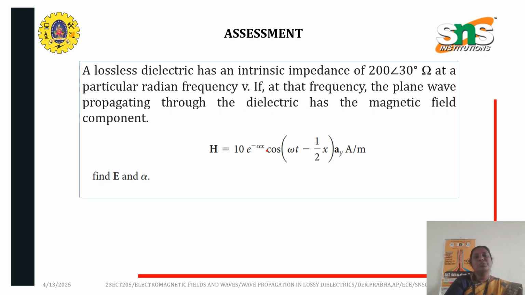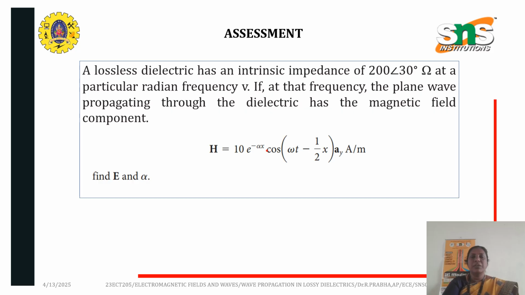The amplitude of the magnetic field H is also given, 10 into e power minus alpha z cos of omega t minus z by 2, in the ay direction, amperes per meter. Here ay represents that the magnetic field is in the y direction. So the electric field must be in the x direction, and the wave propagation must be in the z direction, because the electric field, the magnetic field and the direction of wave propagation are all perpendicular to one another.